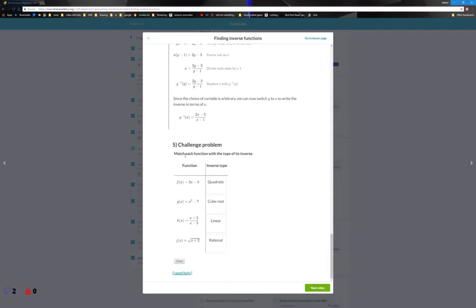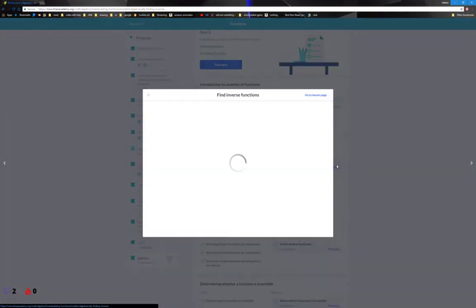Now we have our challenge problems. Match each function with the type of its inverse. So this one is a square root, so that would be quadratic. This one is cubed, so this one would be cube root. And this one is rational, so it goes with rational and linear with linear. And we'll check. And we got it right. So now we're going to do 4 practice questions. And then that'll be it for today.